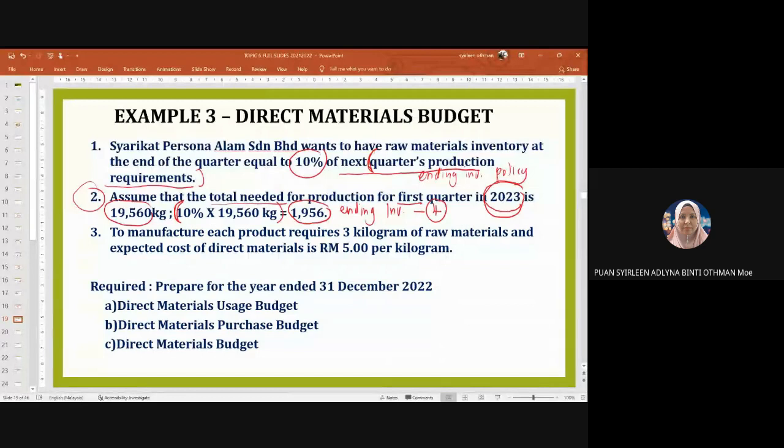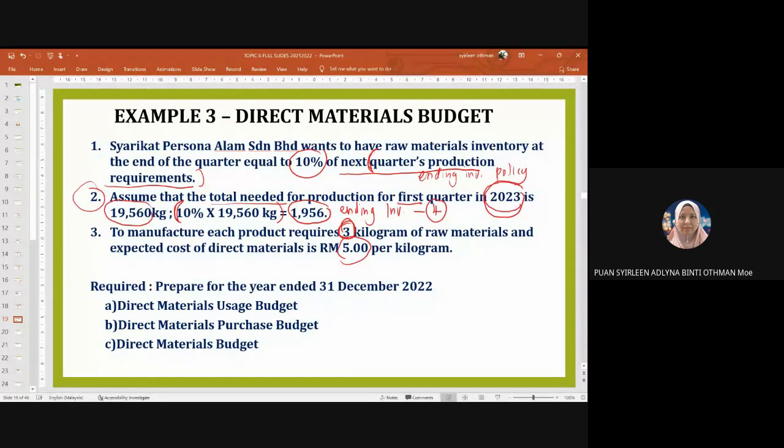Alright. So to manufacture each product, setiap produk perlukan 3 kg bahan mentah. So kalau saya nak keluarkan 10,000, that means berapa kg saya perlukan? 10,000 darab 3 kg. Dan setiap 1 kg bahan mentah tadi, cost dia ialah RM5. So once I am done with the units, I want to calculate the amount of cost. Madam akan multiply dengan RM5. Okay, so we are doing the material usage budget, purchase budget and materials budget lah.